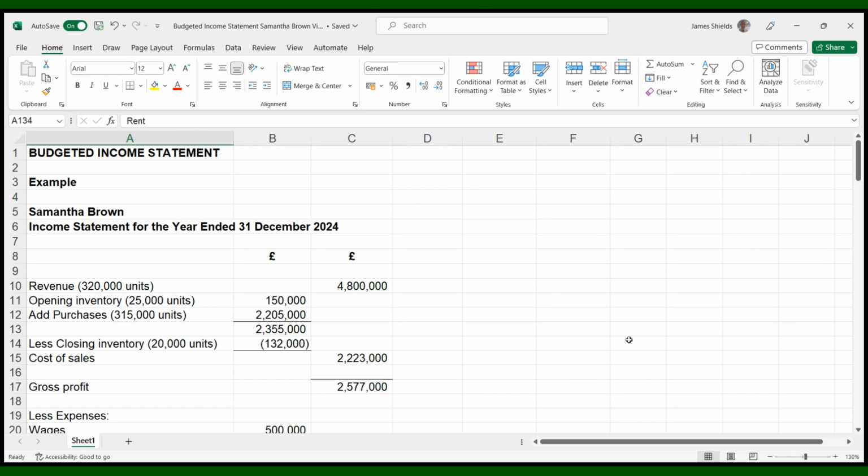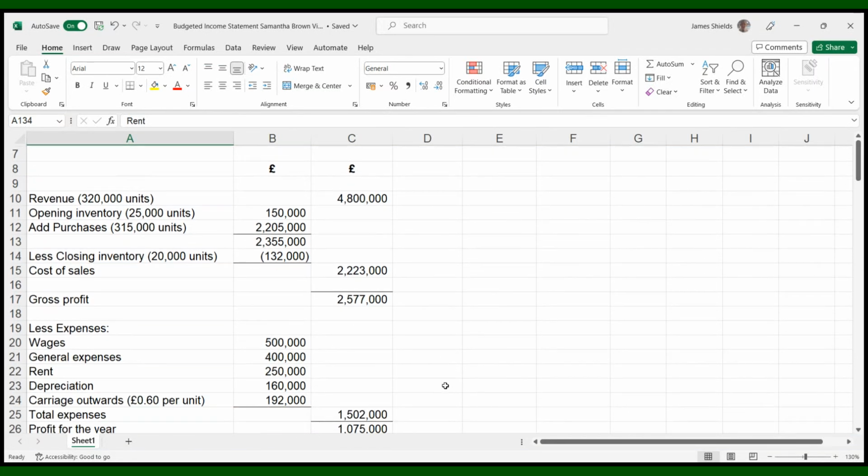So revenue, 320,000 units, and the revenue was £4,800,000. Open inventory, 25,000 units, and the value was £150,000. Purchases, 350,000 units, and the cost there was £2,205,000, giving us a total of open inventory and purchases of £2,355,000. We then subtract the closed inventory, which was 20,000 units, which was £132,000, giving us a cost of sales of £2,223,000.